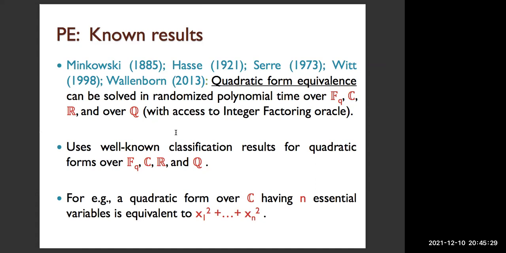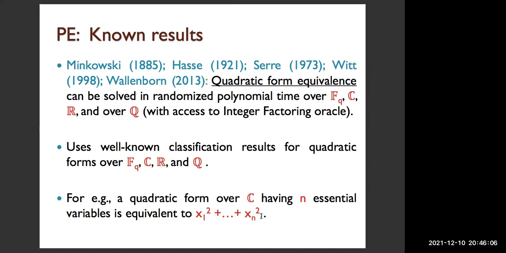And at the heart of this, the algorithms that go behind quadratic form equivalence are some well-known classification results for quadratic forms. By a classification result, I mean a result of this kind. I stated in the last line that over complex numbers, we know that any quadratic form that has n essential variables is equivalent to the power symmetric polynomial x1 squared plus x2 squared up to xn squared. So any quadratic form with n essential variables, you can bring it to this form, right?